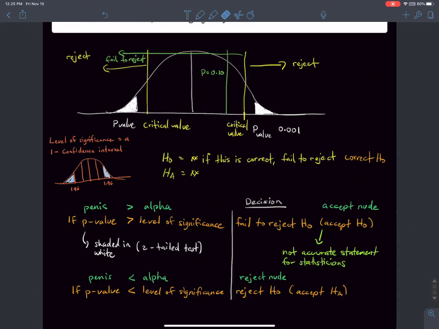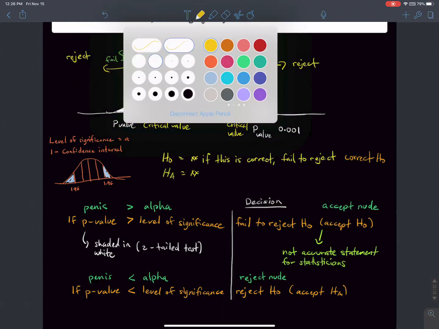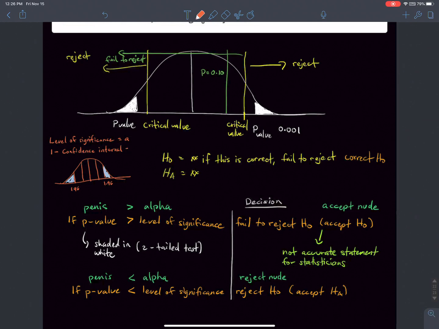So if it's a two-tailed test, you have to divide alpha by 2, because it's a two-tailed test. If it's a one-tailed test, you don't have to divide alpha by 2, and that will be covered in a separate video. So now we know our level of significance, right? This, and we will get our alpha. 1 minus confidence interval is equal to alpha.